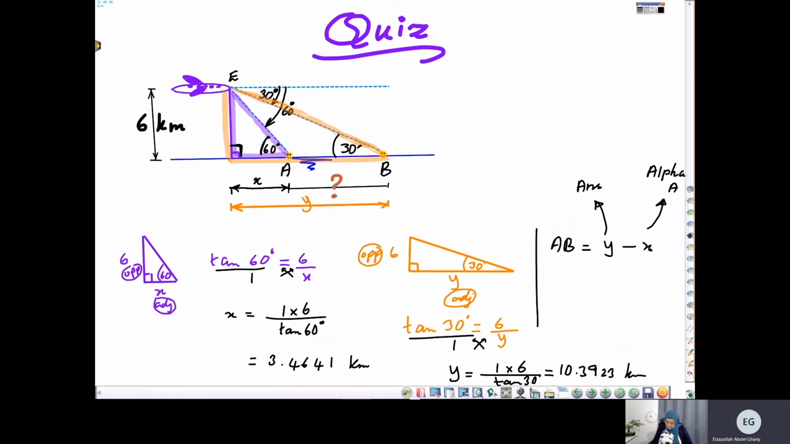You will get the result, but you will write it, of course. Show the examiner that you are subtracting 10.39 minus 3.46. But to get the accuracy of the examiner, better to store it. Okay, the answer will be 6.93 kilometers.